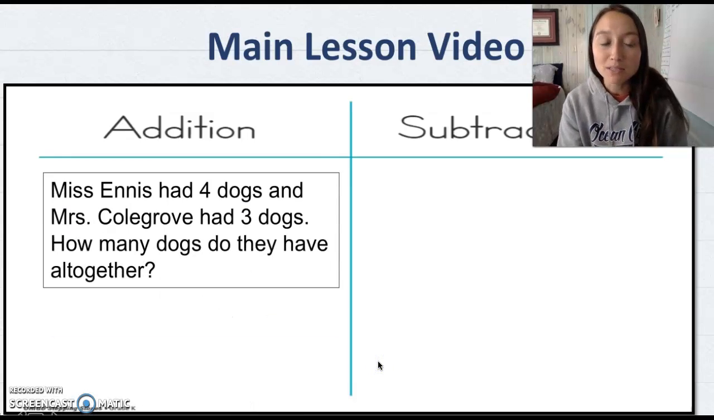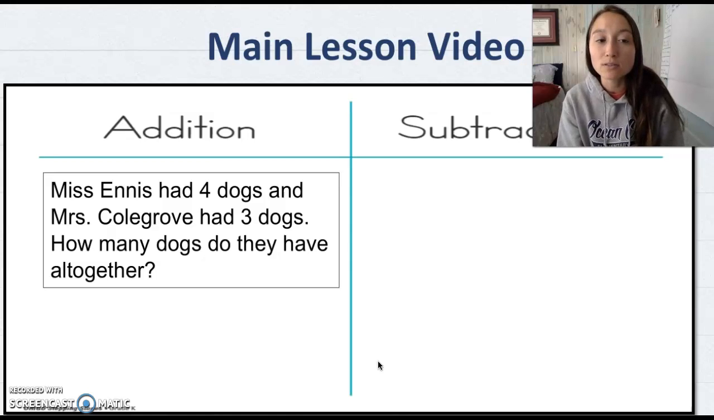So here's the problem. Miss Ennis is going to read it to you. Miss Ennis had 4 dogs and Mrs. Colgrove had 3 dogs. How many dogs do they have all together?